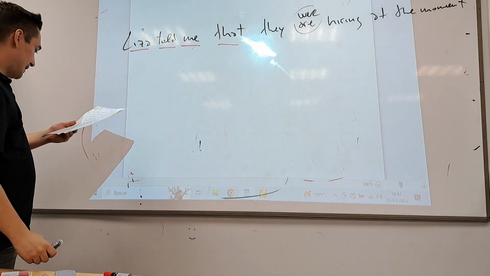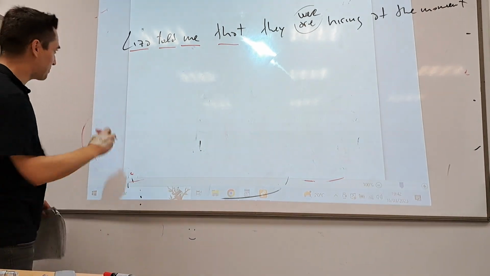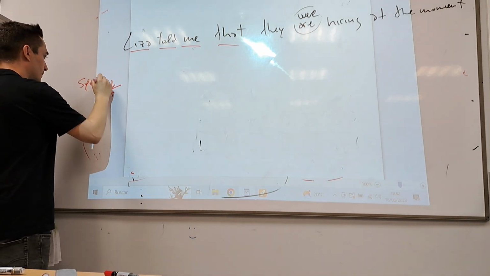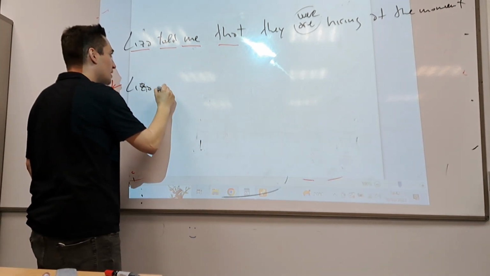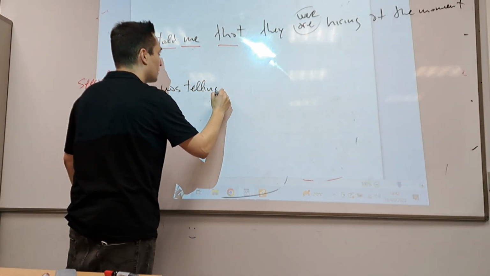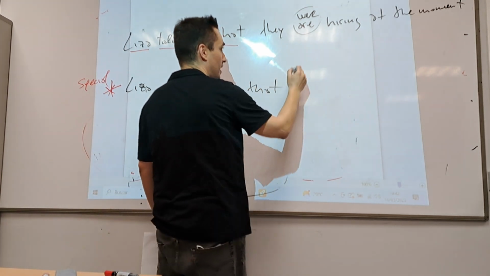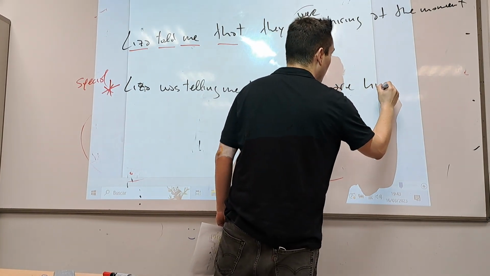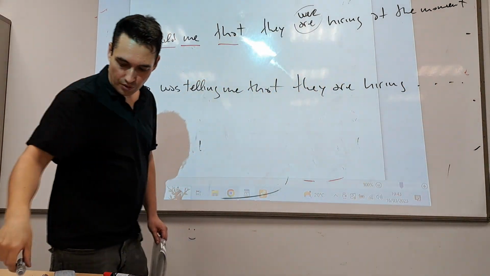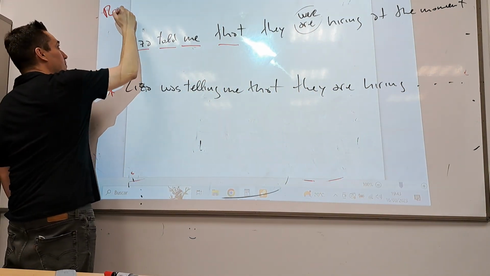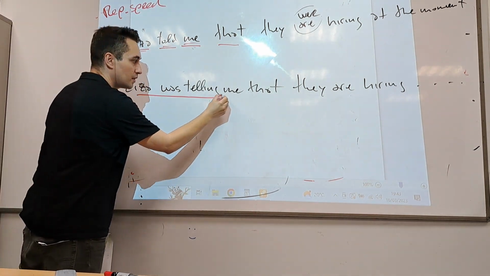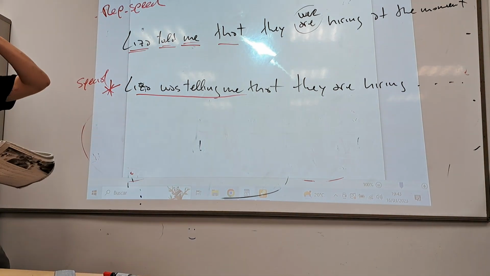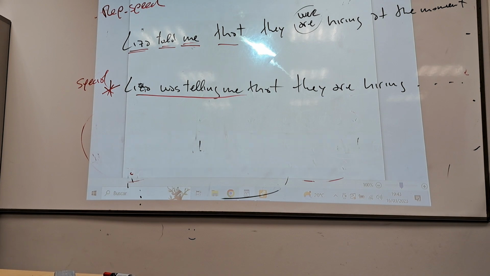There's another way, which is Lisa was telling me, and this is special. The special use would be Lisa was telling me that, and then the same. They are hiring at the moment. So the normal way for reported speech is Lisa told me. The special one, Lisa was telling me. This is the past continuous. Is there any difference in meaning between those two options? I'm all ears.